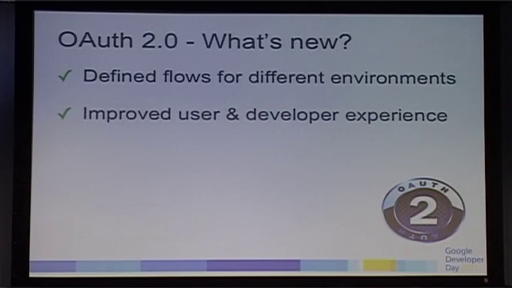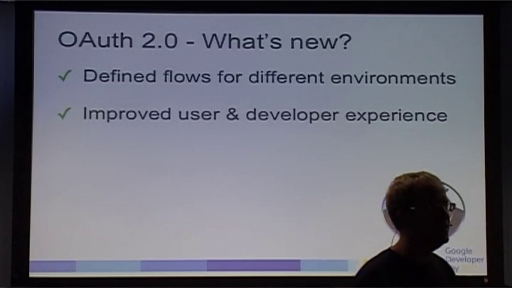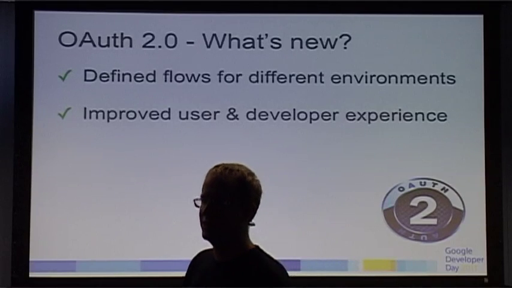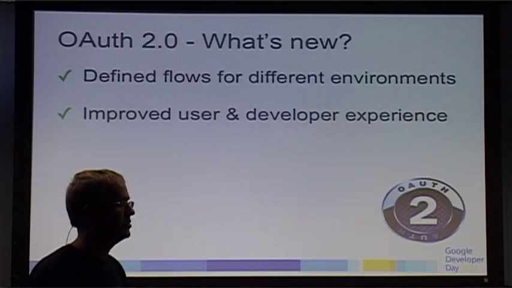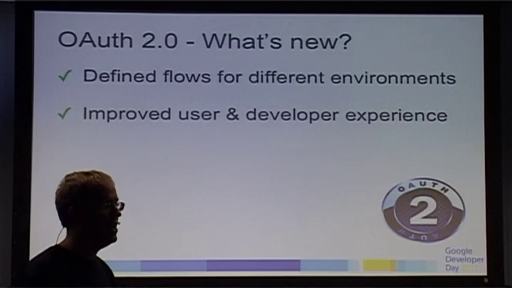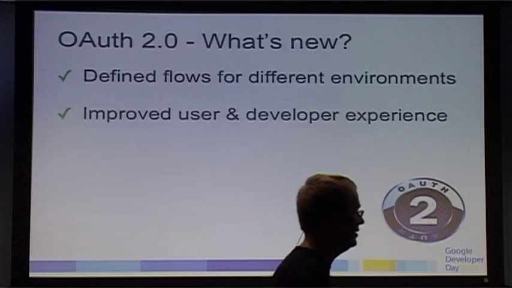OAuth 2 also offers an improved user experience. Now, it's not the protocol that actually offers the improved user experience. Google has improved the user interfaces for our OAuth 2 approval screens as a way to make it easier for users to grant access to sites. And for those users that really want to drill down into exactly the data they're granting access to, we allow them to do that as well.